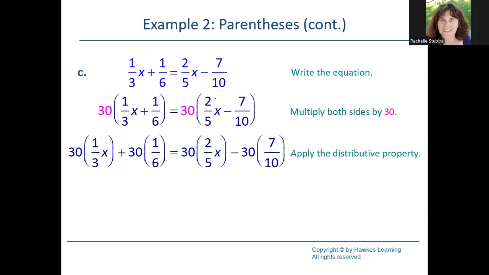When I multiply those out, 30x over 3 is really just 10x. 30 over 6 is really 5. 60 over 5 is 12. And then negative 210 over 10 is a negative 21.